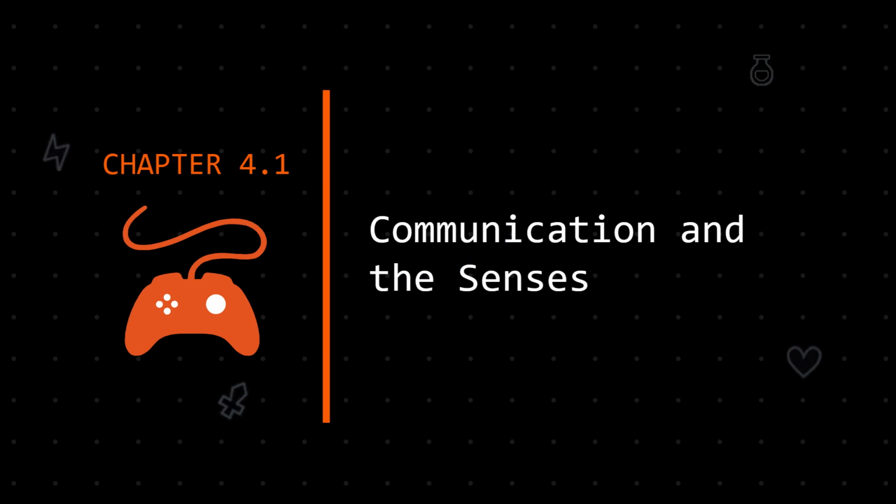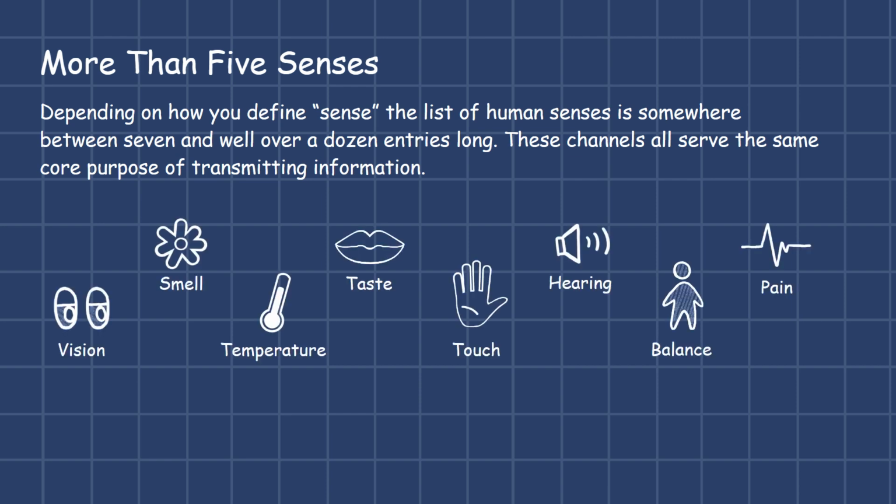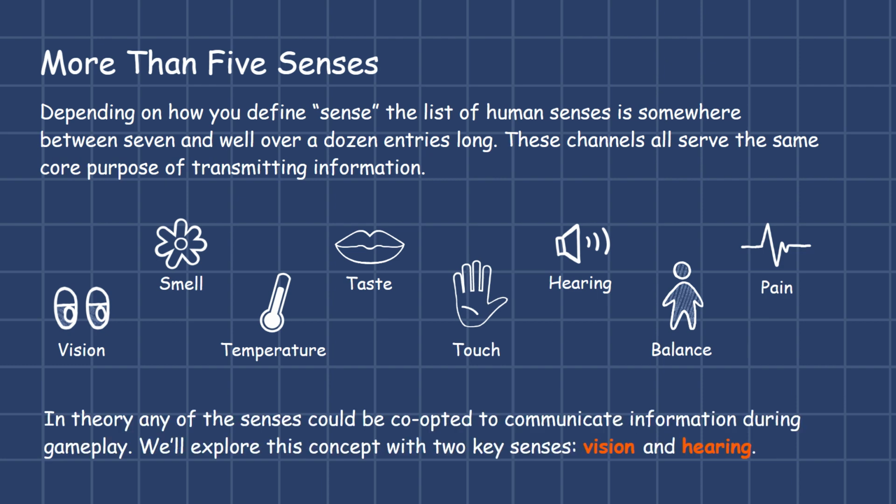Communication and the senses. While it's common to think that humans have only 5 senses, the truth is that depending on how you define sense, the list of human senses is somewhere between 7 and well over a dozen entries long, including such things as balance, temperature, and pain. These channels all serve the same core purpose of transmitting information. In theory, any of the senses could be co-opted to communicate information during gameplay, and we'll explore this concept with 2 key senses, vision and hearing.